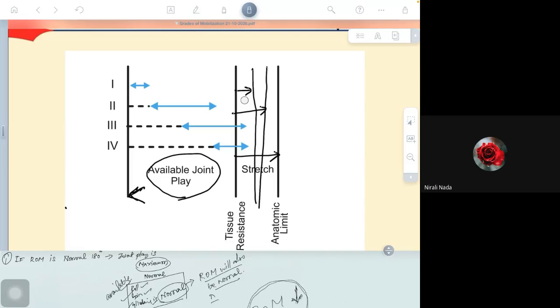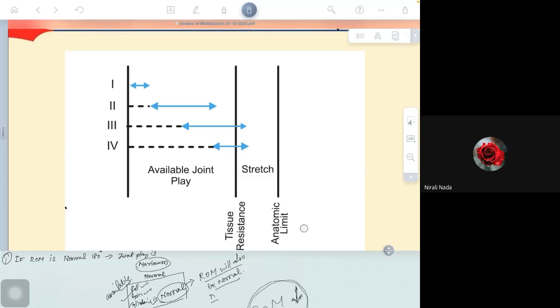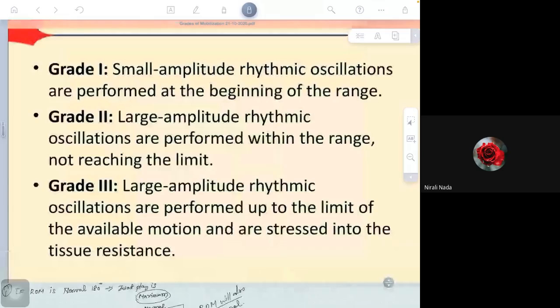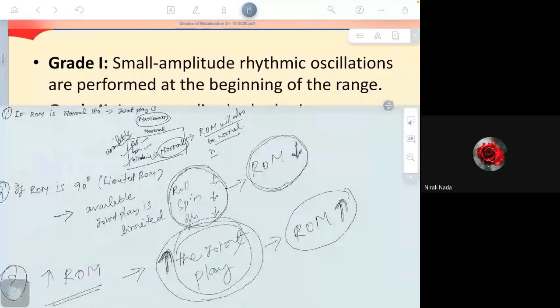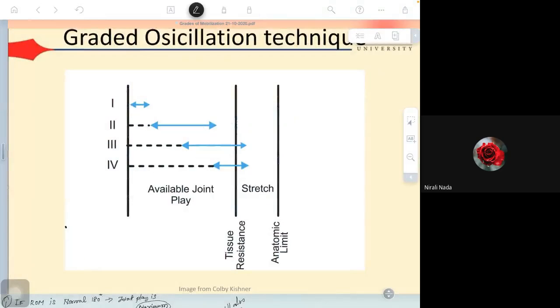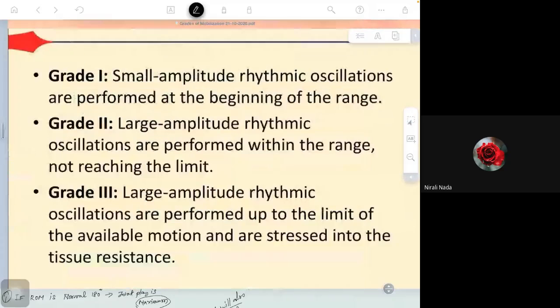Okay, grade 1. First I will explain what the grades are. Grade 1 is small amplitude rhythmic oscillation performed at the beginning of range. Small amplitude: when you see the vector, it is very small. That is why it is called a small amplitude. Clear? And what is the second point? Second is rhythmic oscillation.